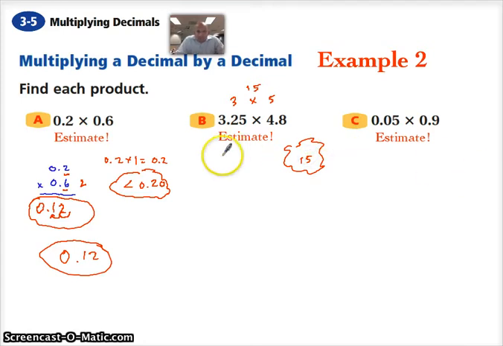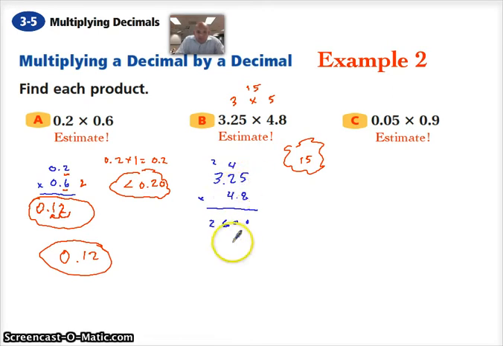What I'm going to do then is go ahead and stack this up. 3 and 25 hundredths, 4 and 8/10. Multiply this out as if they were whole numbers, ignoring the decimal points. Notice I'm not lining up the decimals here. I am just simply pretending that they are whole numbers at this point. I'm keeping the decimals in there, but I'm just treating them as whole numbers. So 8 times 5 is 40. 8 times 2 is 16, plus 4 is 20. 8 times 3 is 24, plus 2 is 26.